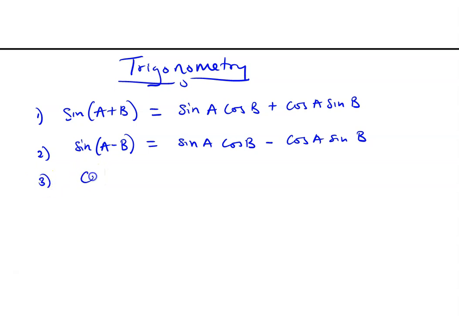That is the cos of it. If I have cos of A plus B, that becomes cos A cos B, and the sign changes. Once we are using plus, it becomes minus. So cos A cos B minus sine A sine B.